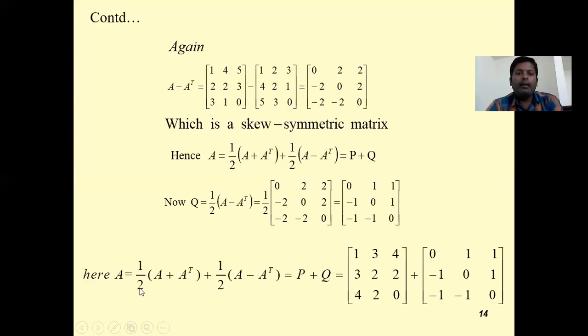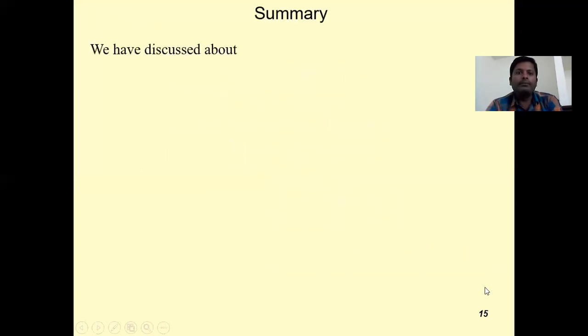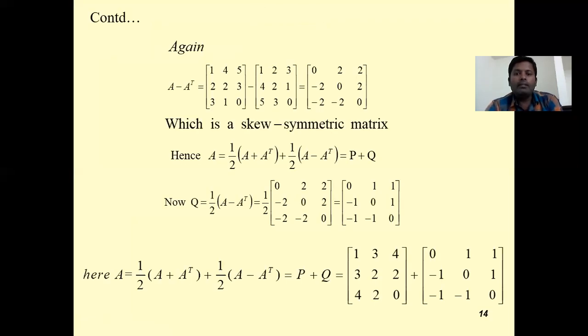Here 1 by 2 (A plus A transpose) plus 1 by 2 (A minus A transpose) is equal to P plus Q. Then these elements 1, 3, 4, 3, 2, 2, 4, 2, 0 plus 0, 1, 1, minus 1, 0, 1, minus 1, minus 1, 0. Okay, this is the result of P plus Q. We get P plus Q. Then A minus A transpose is the skew symmetric matrix Q, and A plus A transpose is a symmetric matrix.